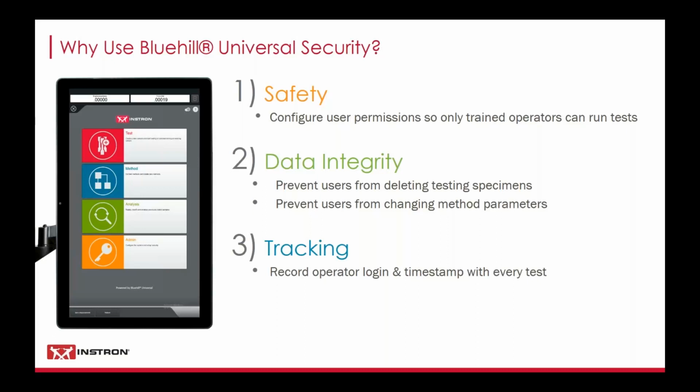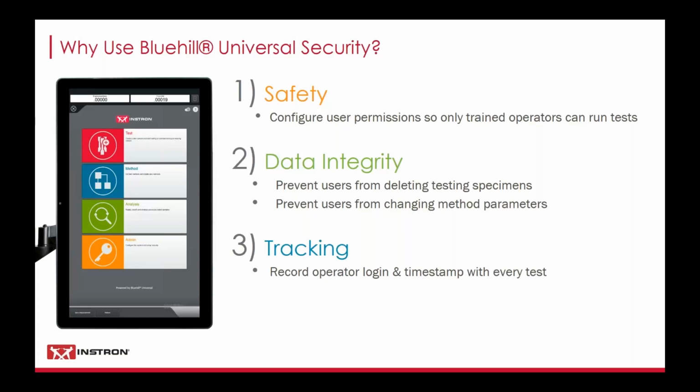Next, data integrity is the more obvious one. Bluehill Universal's security options can be configured to limit a user's ability to change or modify test parameters. For example, security can be configured to limit an operator's ability to delete or change tested specimens, to disabling the operator's ability to also edit the test methods.